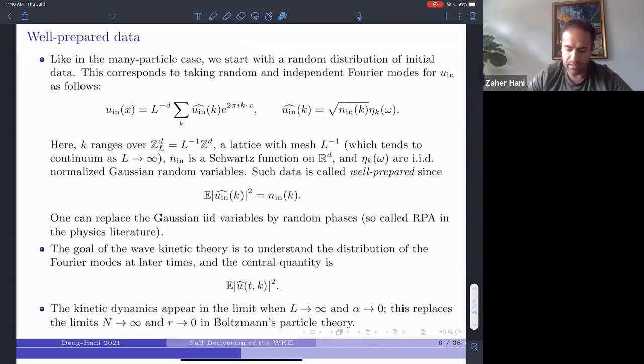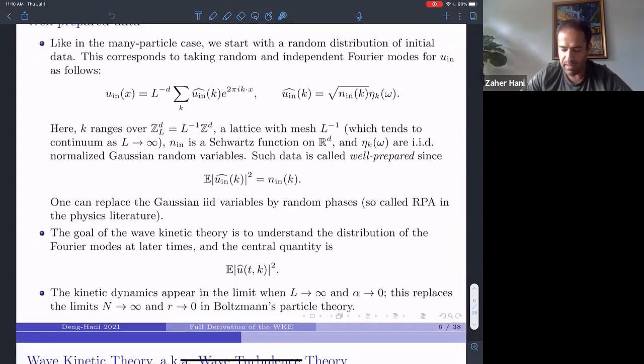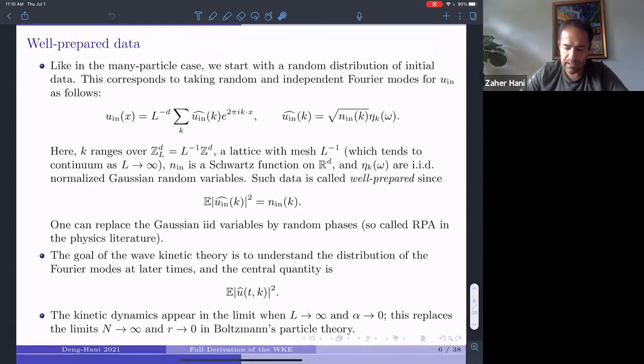As we say here, we can replace those IID random variables by random phases, for example. The goal of the kinetic theory is to understand the distribution of Fourier modes at later times, or the moduli of the Fourier modes at later time. Here is the central quantity, the expected value of |û(t,k)|². The kinetic dynamics will appear in the limit when L goes to infinity and alpha goes to 0.